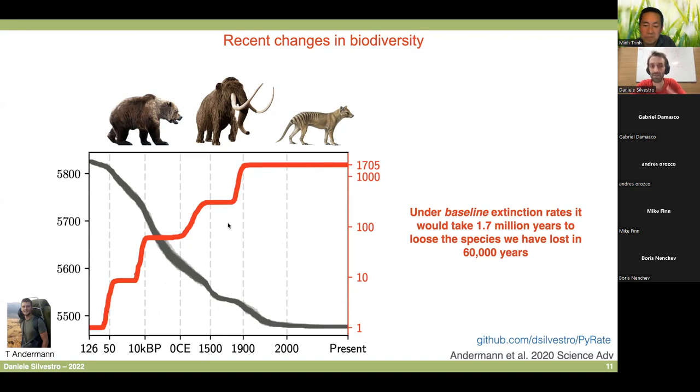So in the last 60,000 years, which is nothing in evolutionary terms, a very short time, the extinction rates in mammals have increased 1,700 times. And to put this in context, if the rate hadn't changed from what it was 60,000 years ago, we would have to wait almost 2 million years to reach the number of extinctions that we observe instead in 60,000 years. So the magnitude of this extinction is really big.